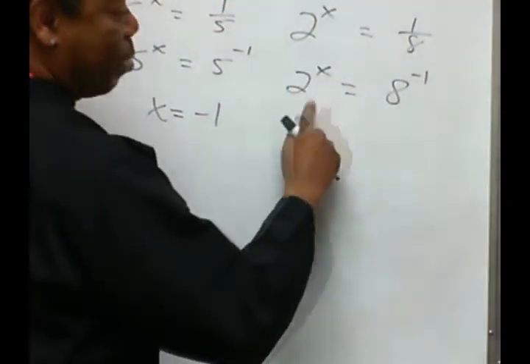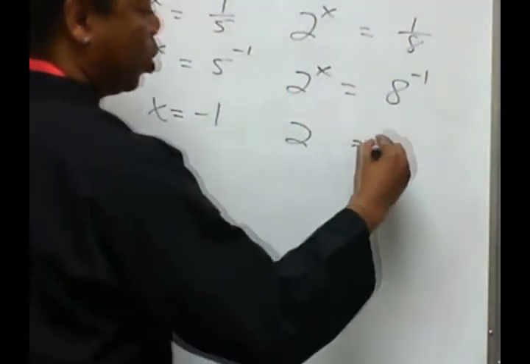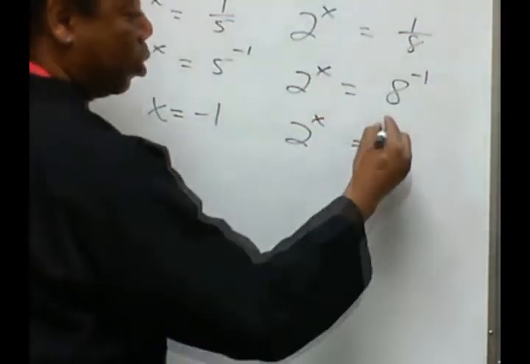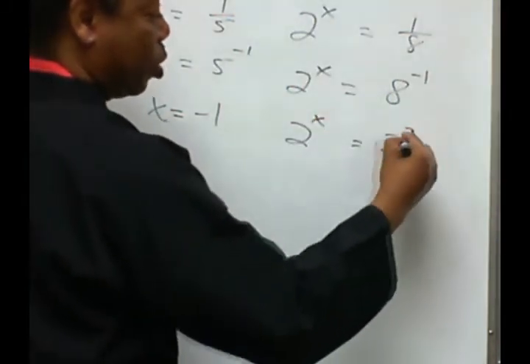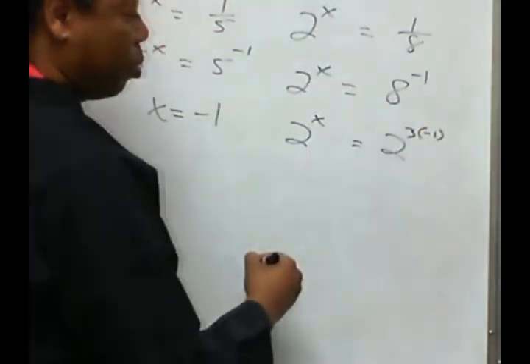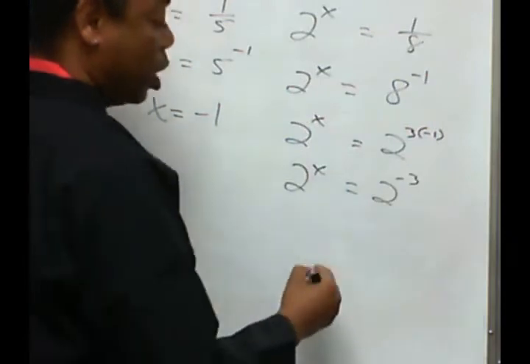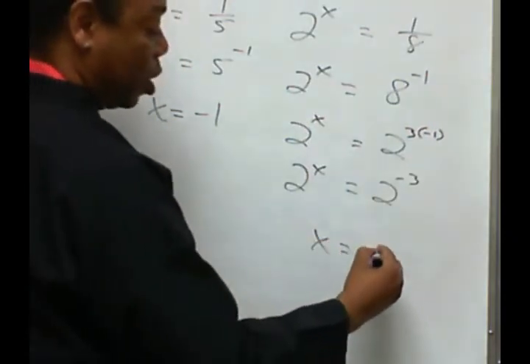And next I want to get common bases. So the common base will be 2. This remains 2 to the x, and this 8 becomes 2 to the third, all times the negative 1. So we have 2 to the x equals 2 to the negative 3, and this implies that x is equal to negative 3.